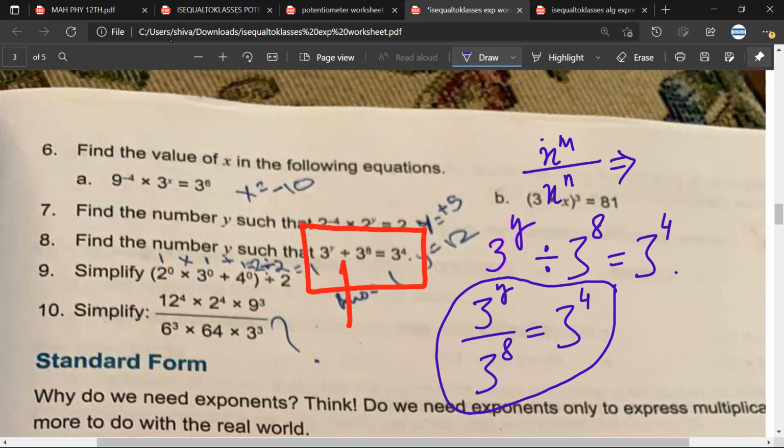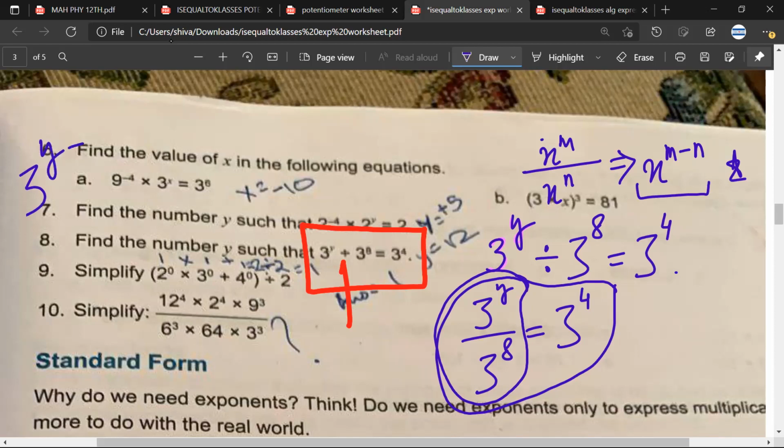x raised to power m minus n. So what will this be equal to, Mr. Sarthak? 3 raised to power 8 minus y equals 3 raised to power 4. Do you agree to what I have written? Yes, sir. What should be the next step?